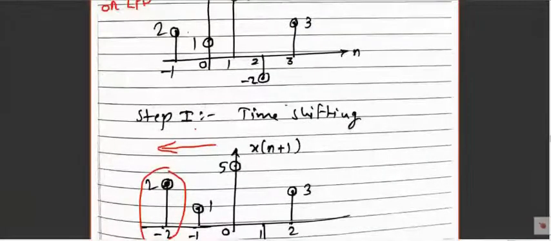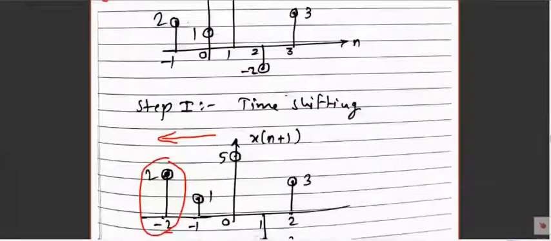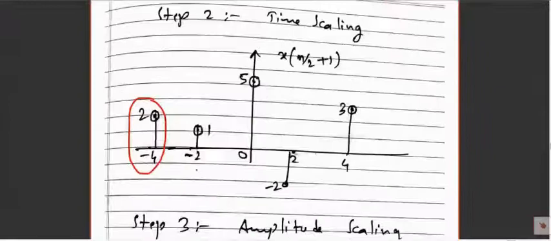Then at -1 we have amplitude 1, so at -2 amplitude will be 1. At 0 we have amplitude 5, at 0 we will have amplitude 5. At 1 we have amplitude -2, so at 2 we will have amplitude -2. At 2 we have amplitude 3, so at 4 we will have amplitude 3. Because 1/2 is the factor, we have to multiply n by 2.